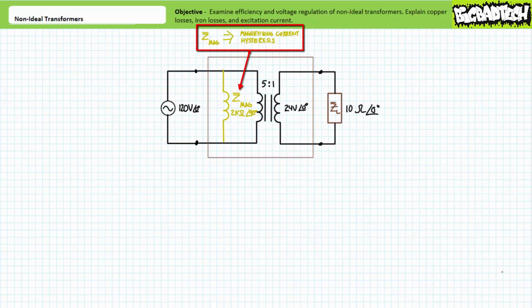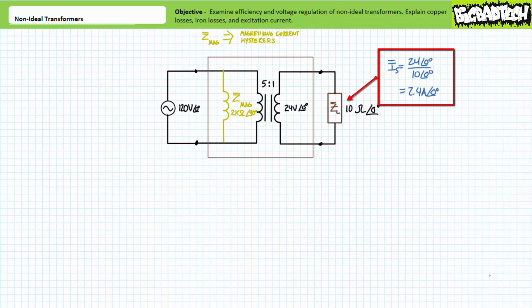The large inductor Z-mag is meant to account for both magnetizing current and hysteresis associated with non-ideal transformers. More accurate models might account for these two non-ideal properties separately. However, let's lump them together in a single inductor for the sake of simplicity. Let's assume the inductor accounting for both magnetizing current and hysteresis has a fixed magnitude of 2 kiloohms at an angle of 90 degrees at this particular excitation frequency.